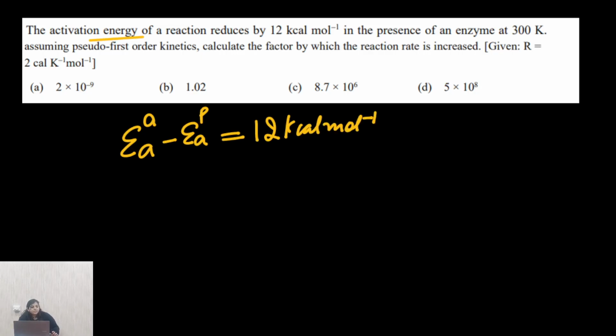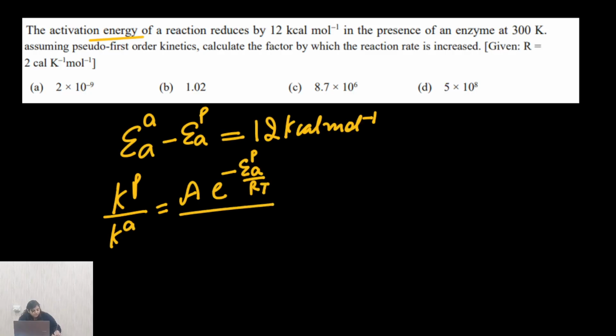right? In the presence at 300 kelvins, assuming pseudo first order kinetics, calculate the factor by which the reaction rate has increased. So the rate constant in the presence to that of the rate constant in the absence is only going to increase. This is equal to, now rate constant values are given, A times e raised to the power of minus the activation energy in the presence upon RT, right?